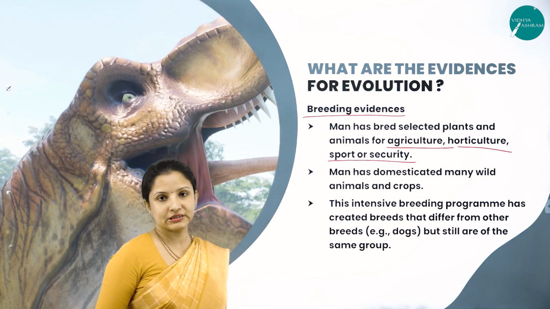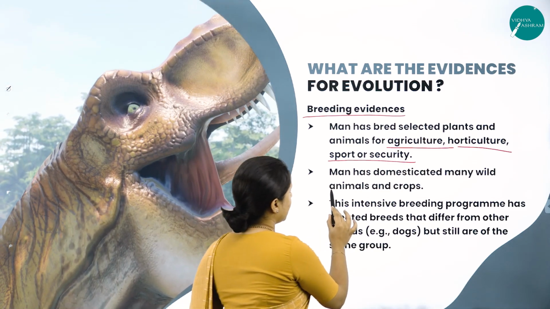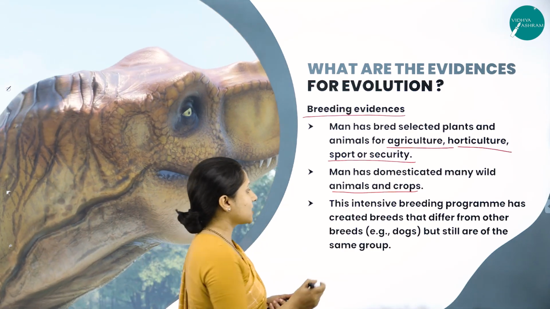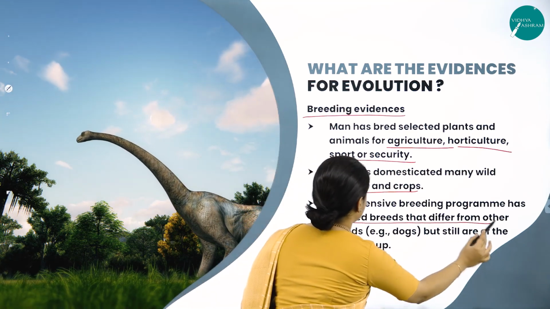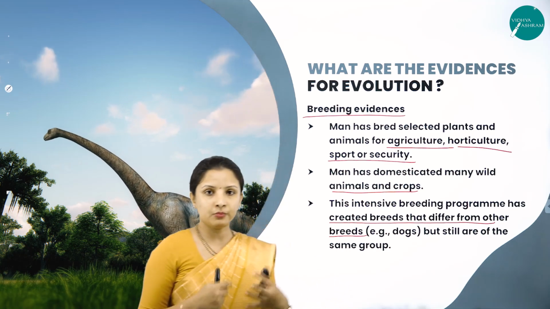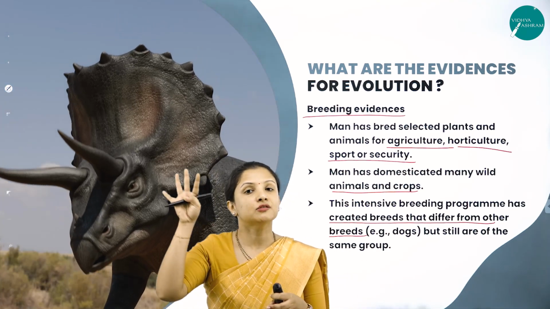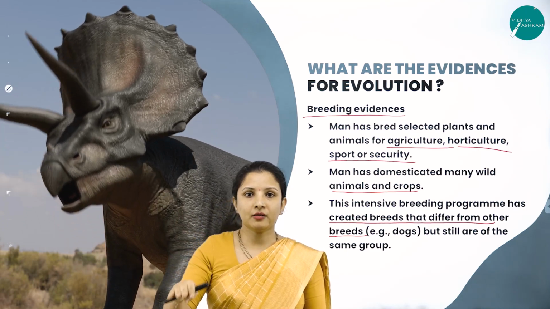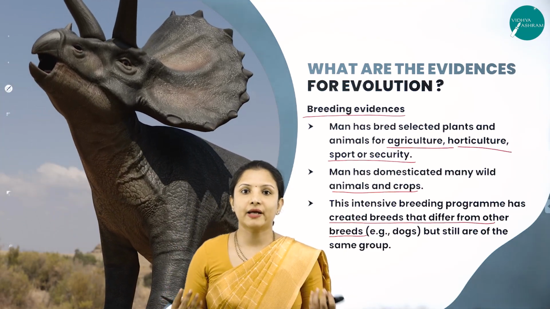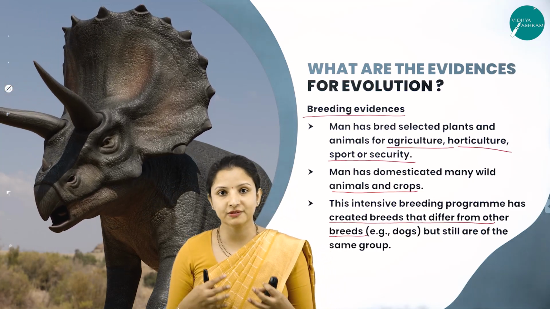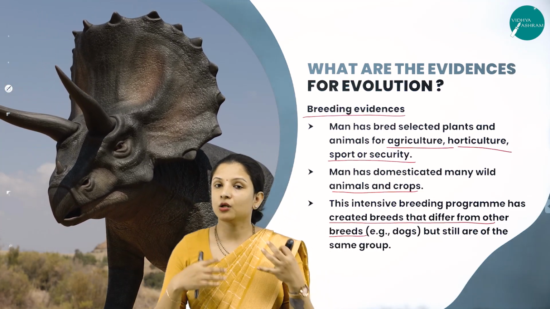Man has also domesticated many wild animals and crops. So intensive breeding programs created new breeds that differ from the other breeds. So in breeds, be it plant or animals, we have the wild varieties, that is the original ones. But man is not satisfied with what we have. For example, we need crops that give us very good yield in a very short time.